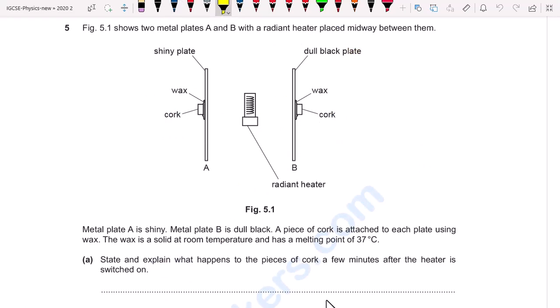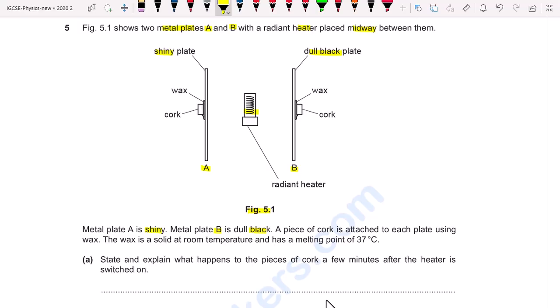Question number 5. Figure 5.1 shows two metal plates A and B with a radiant heater placed midway between them. Here is figure 5.1, and the heater is placed between the metal plates. It's the metal plate A and it is B. The metal plate A has a shiny surface while B is made from a dull black surface. So metal plate A is shiny, the metal plate B is dull black.